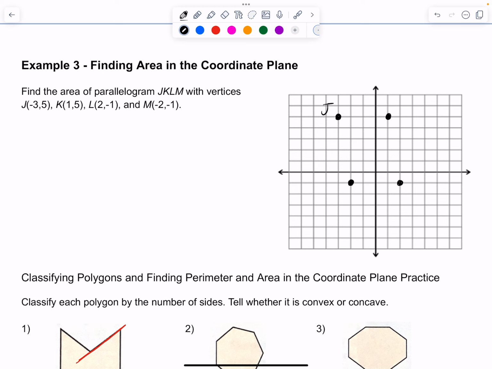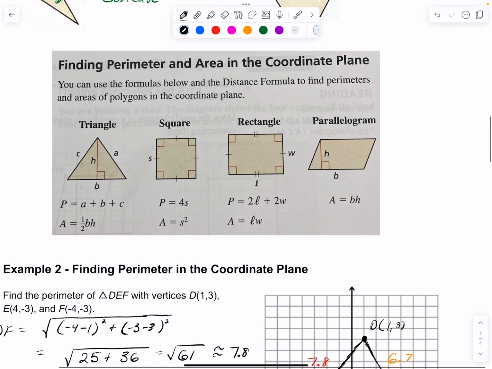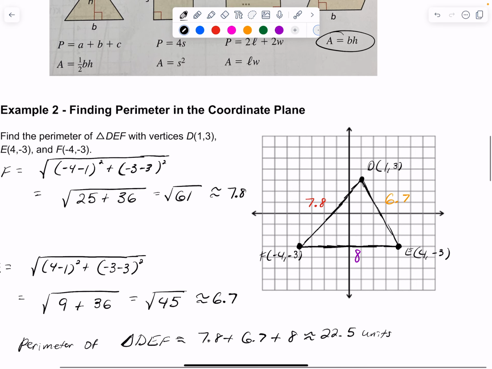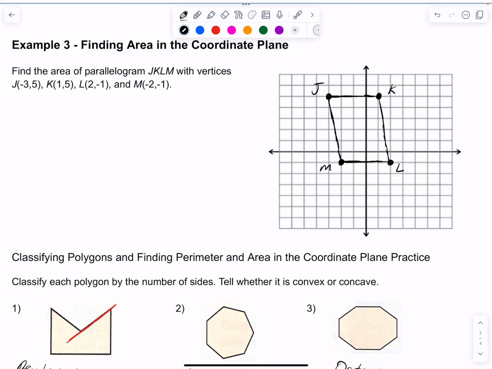So this one was J. This one was K. This one is L. And this one is M. Making this polygon, you'll notice we have a parallelogram. And if we look at the formulas for the area of a parallelogram, we have area equals base times height. So I just need a base and I need a height. All right, so I'm going to go ahead and count right here from M to L, which is 1, 2, 3, 4. So my base is going to be 4 units.